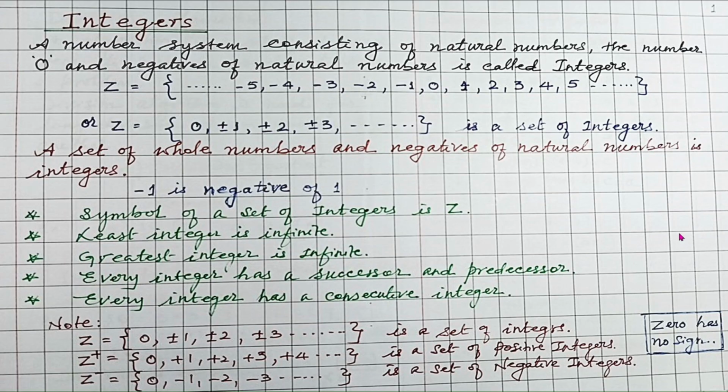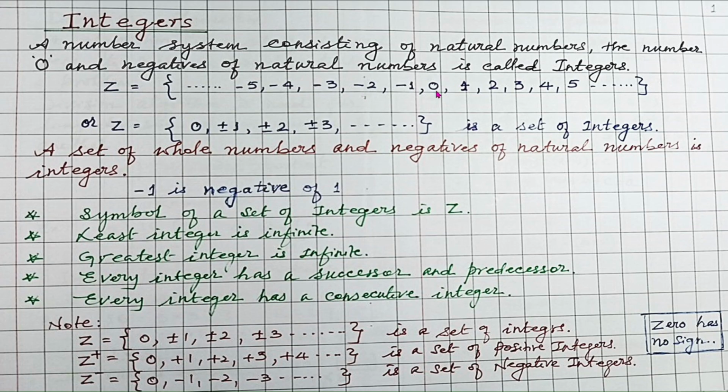Now, when I talk about negative natural numbers, it means that if 1 is a natural number, then minus 1 is the negative natural number. Now, the symbol of a set of integers is Z. The least integer is infinite because it is endless on the left side, and the greatest integer is also again infinite. Every integer has a successor.